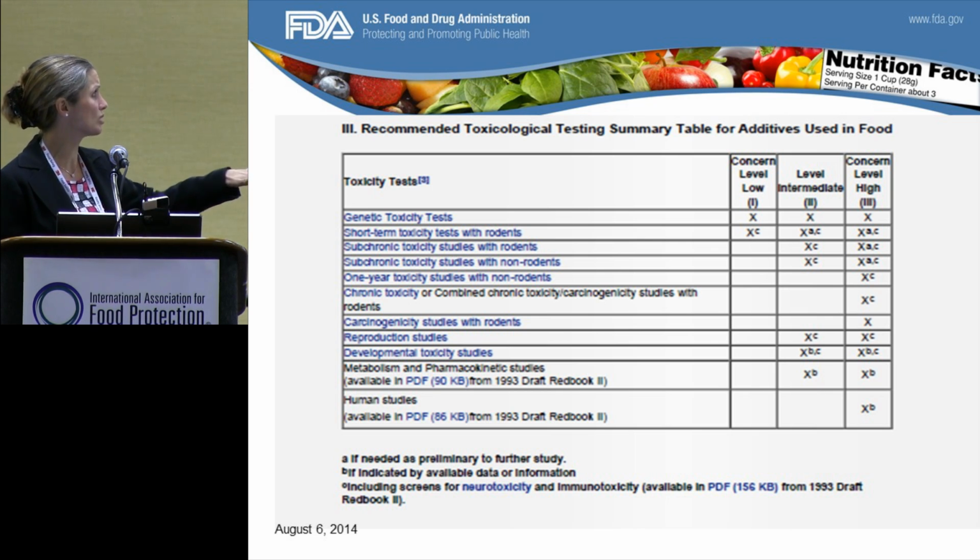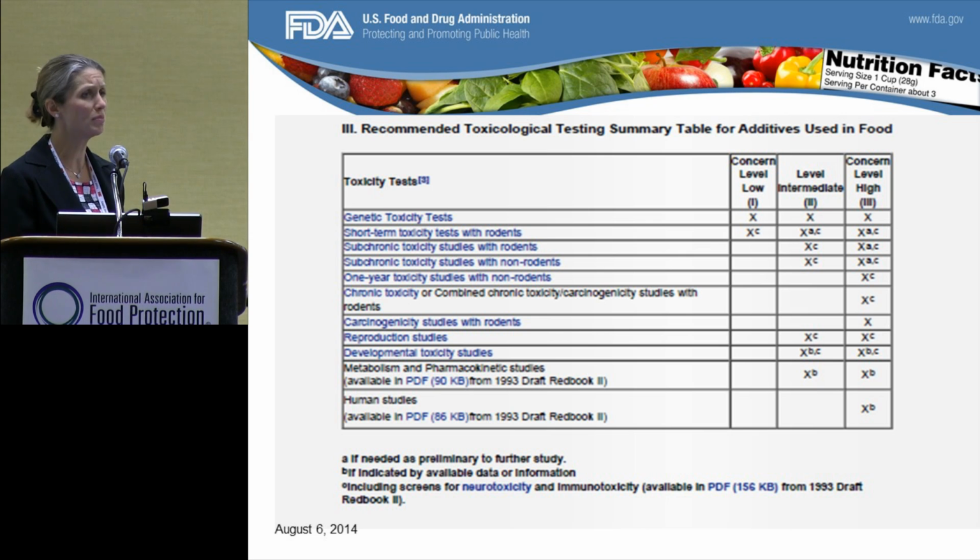Whereas once you get into the high concern level, if you've got a major screaming structural alert, or if you have a really high exposure, you get the whole banana, up to and including the human studies. So that can get really expensive.